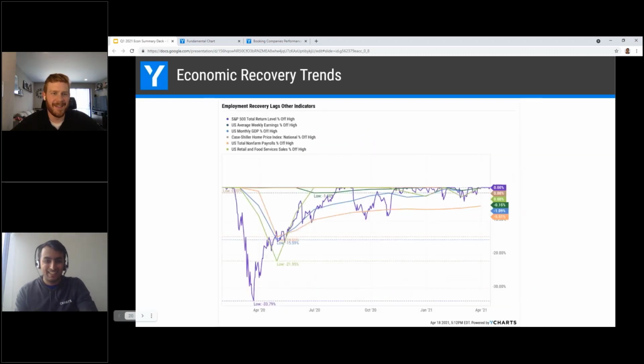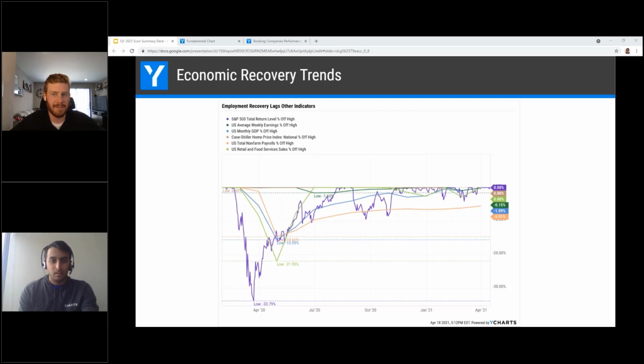All right. This economic recovery trend slide and this recovery chart here is one that we have kept coming back to a few quarters in a row because it really easily tells us which aspects of the economy have recovered from COVID-19's initial effects and which ones are still off of their recent highs, and to what degree they are off their highs or have set new ones.